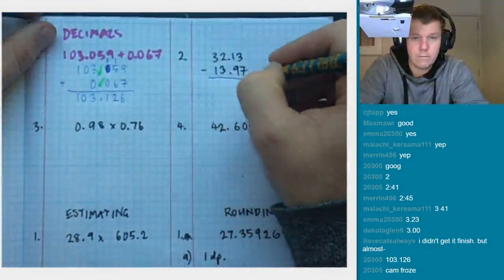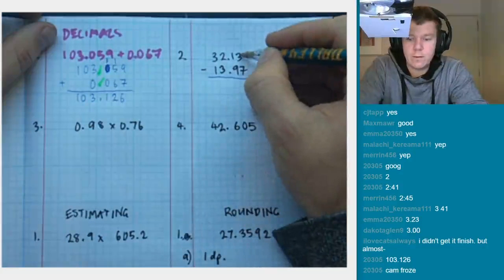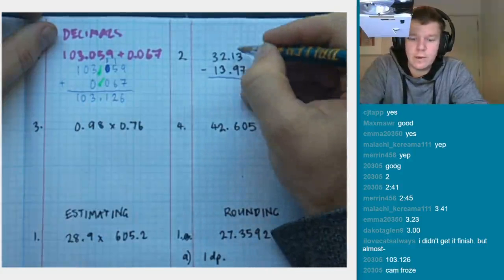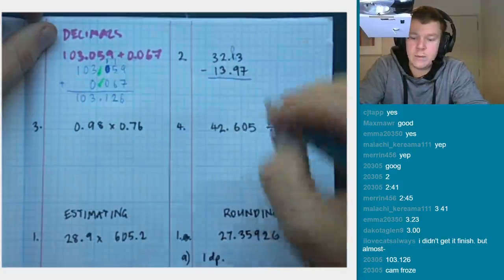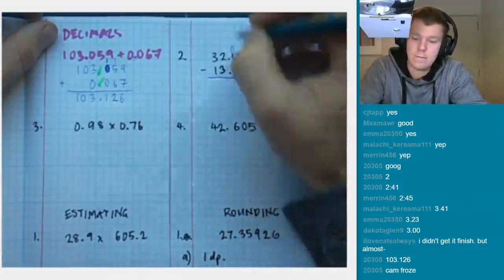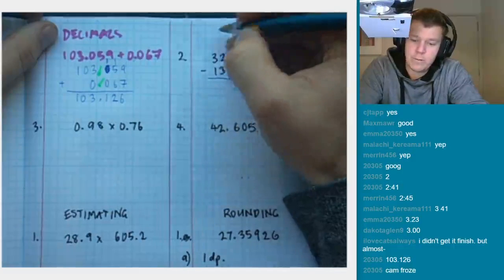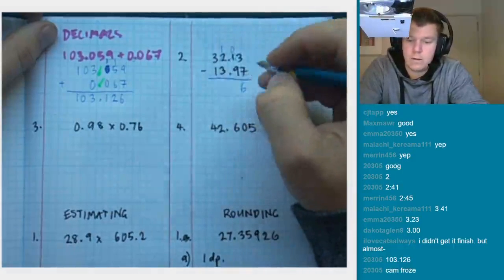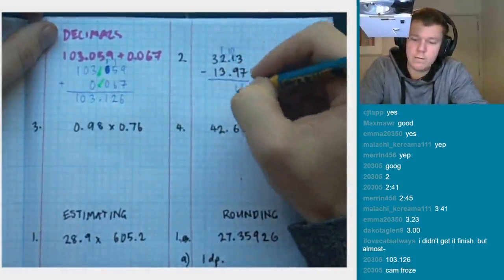So, 3 minus 7, we can't do it, so we need to borrow. So we'll borrow 1 from there. 13 minus 7 is 6. 0 minus 9, we can't do it, so we need to borrow from this 2. So it's now a 1. Make that a 10. 10 minus 9 is 1.